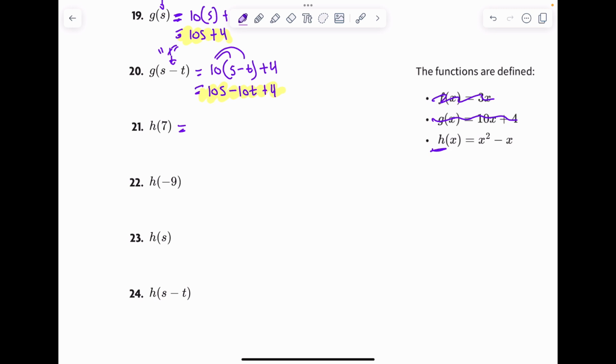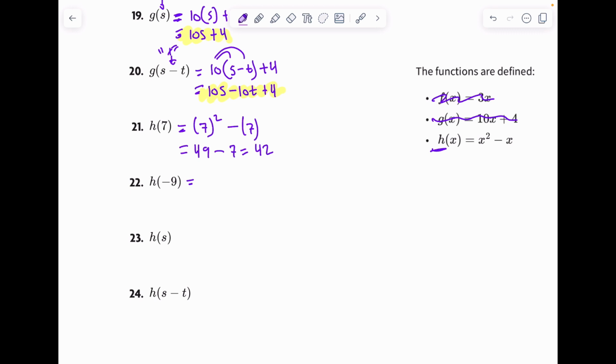h of 7. I'm going to plug in 7 into x's. 7 squared is going to be 49 minus 7. This is 42. Take a moment. Let that sink in. This is not any different from what we've done. The only thing that changed now is my function. My function is now x squared minus x. I don't plug it into f or g because this is a function of h.